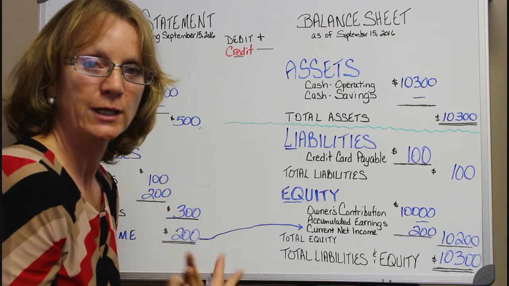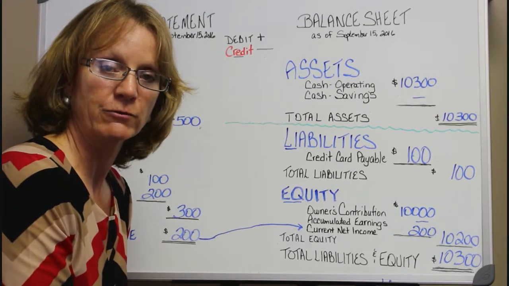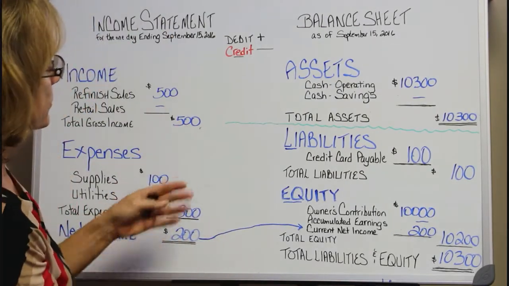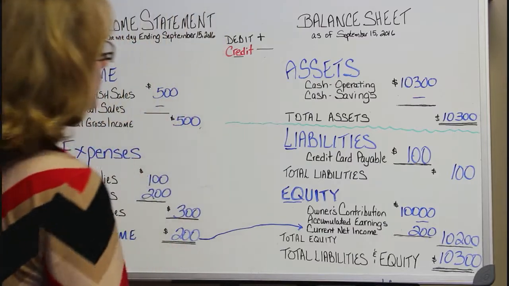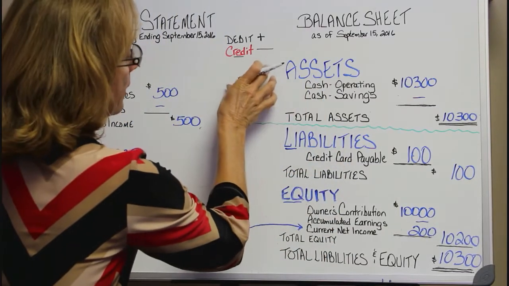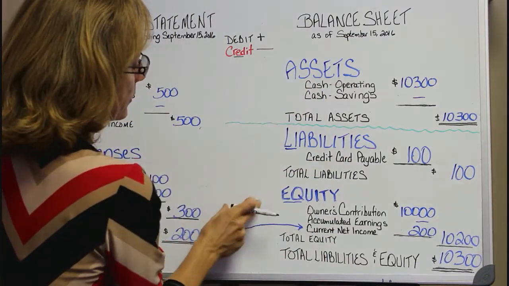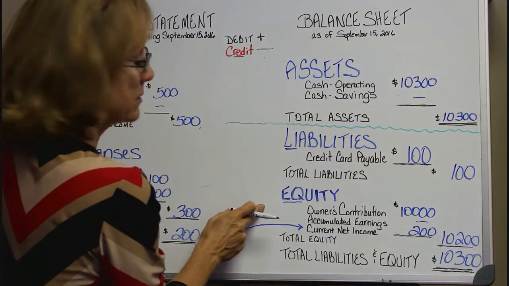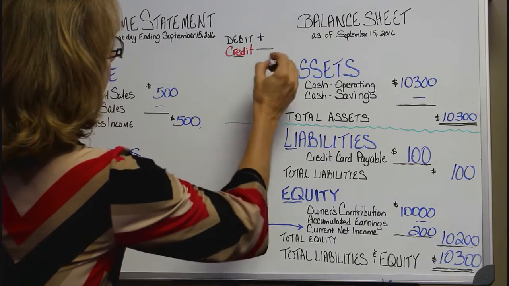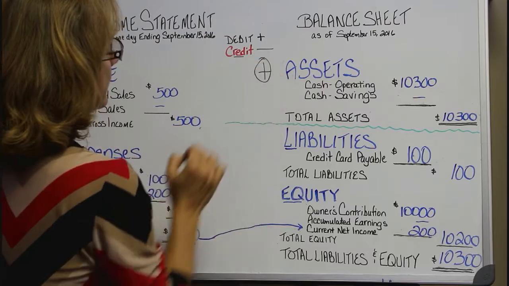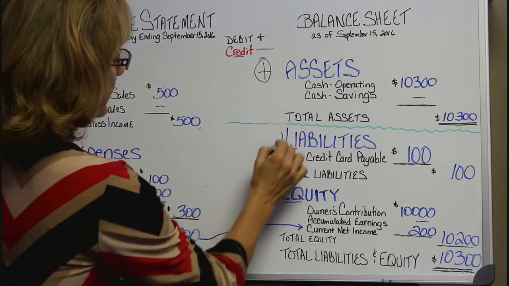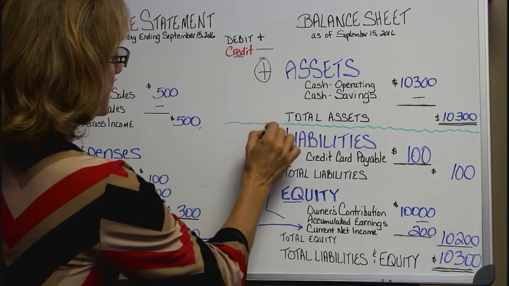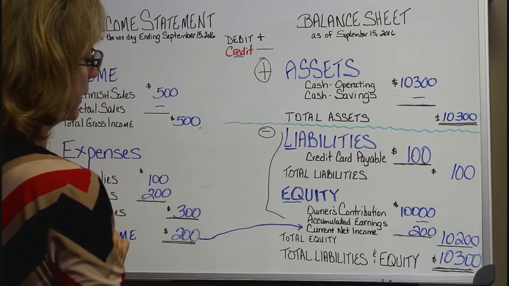In order to create transactions, which we're going to cover in video 3, we have rules to go by. Since all of our assets must equal our total liabilities and equity, as we discussed in video 1, everything in the asset section, the normal balance should be a debit balance. Everything in the liability and equity section, the normal balance should be a credit.